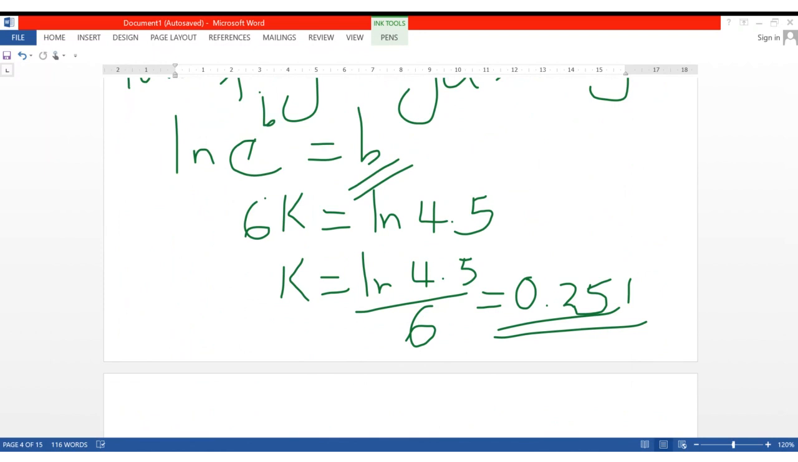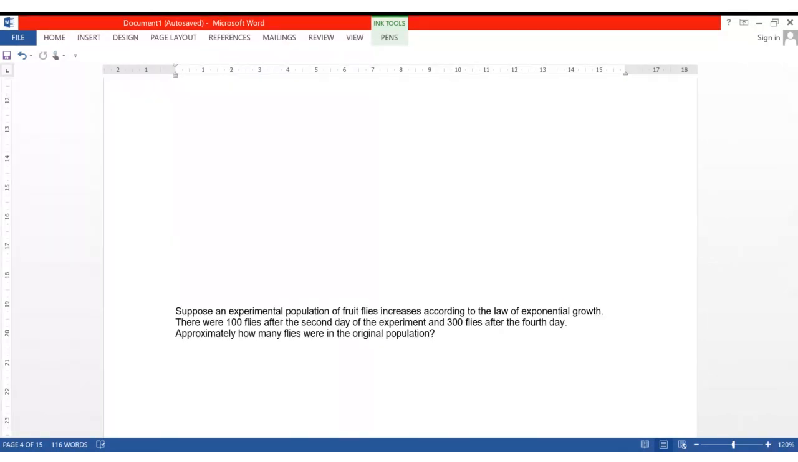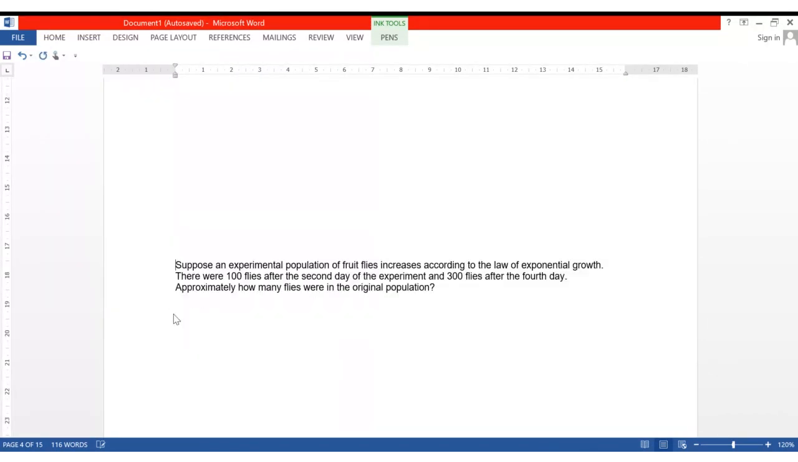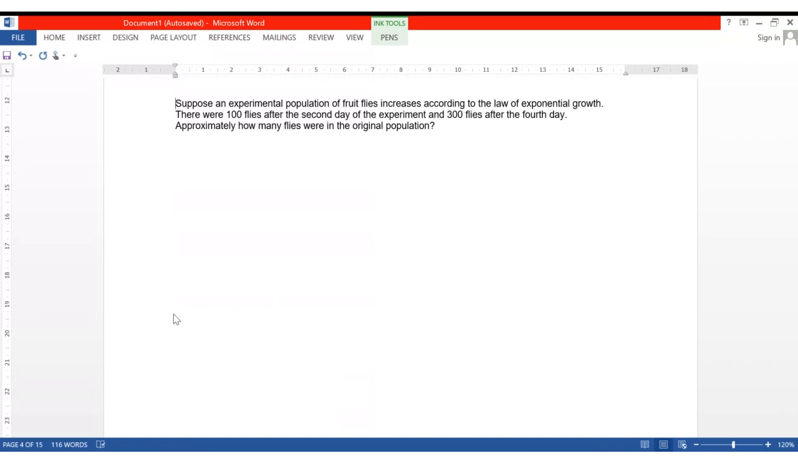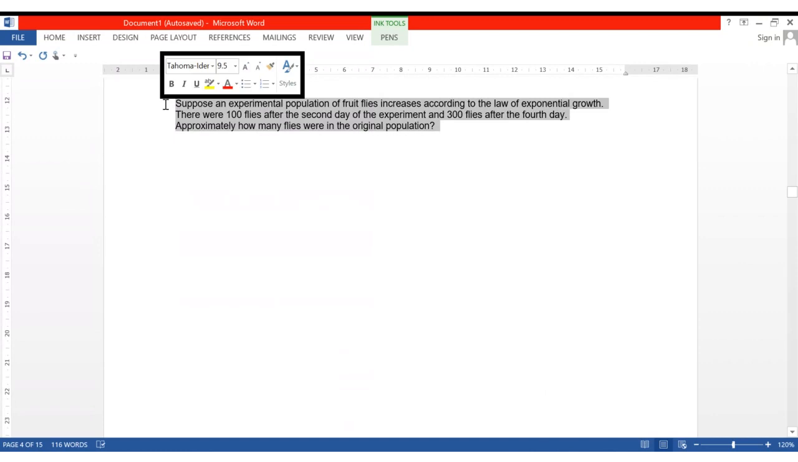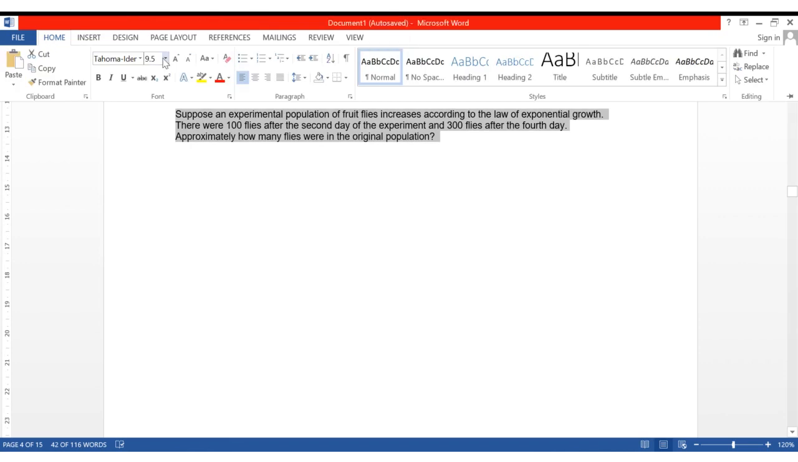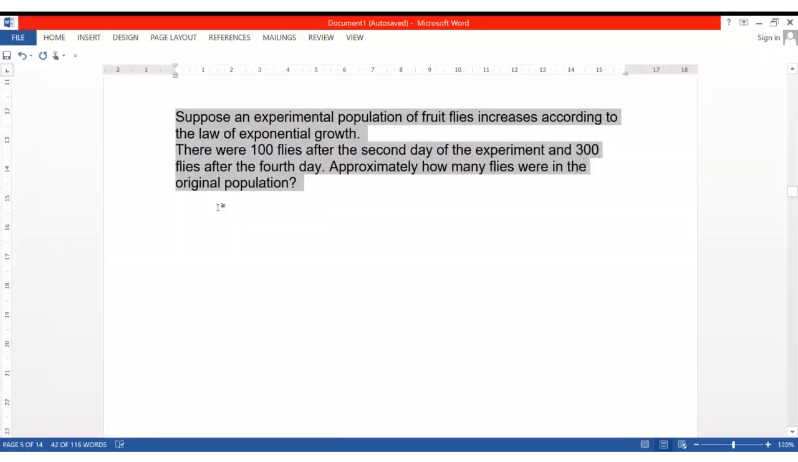So I'll do another example to demonstrate the law of exponential change. This other example I had written here. Let me make it a bit bigger. We can have 14. Yeah, so this is the question.